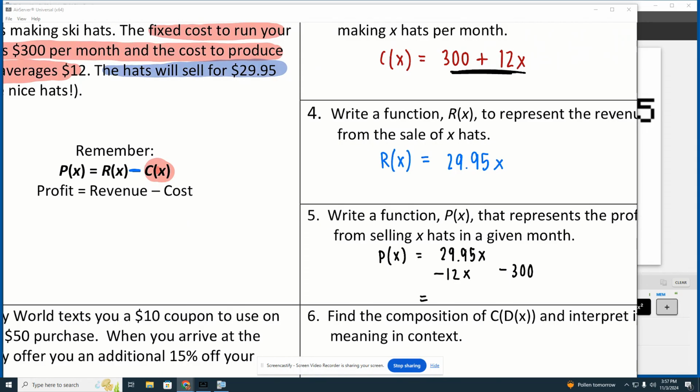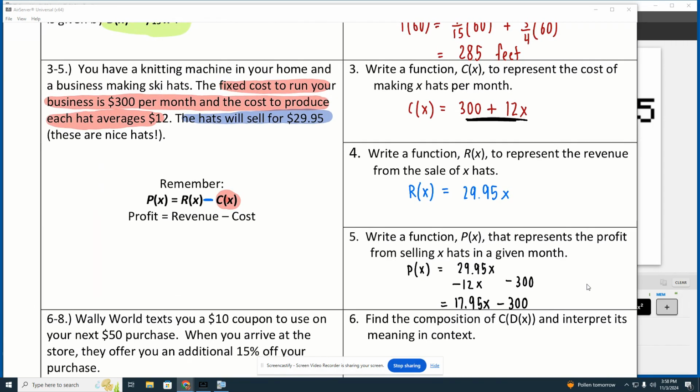Now, when I accumulate these, when I take R of x and I subtract C of x, see those signs changed, I'm going to have my formula that represents how I can accumulate profit. So 29.95 minus 12 is 17.95x, and then of course minus 300 drops down. And there you have it. That's my equation for profit for this particular company.